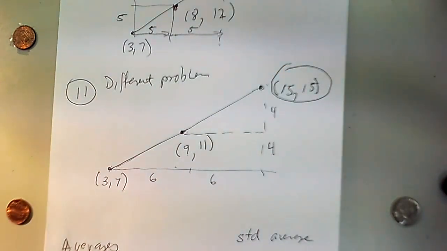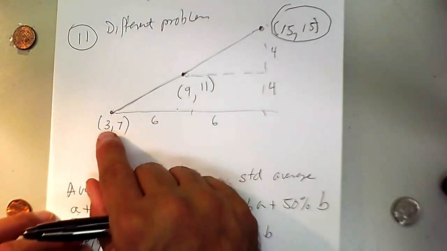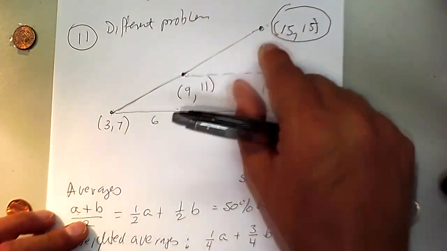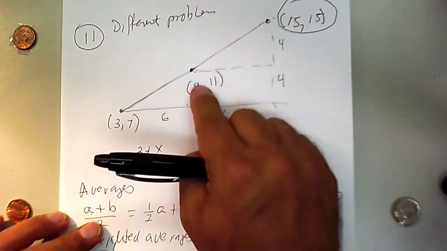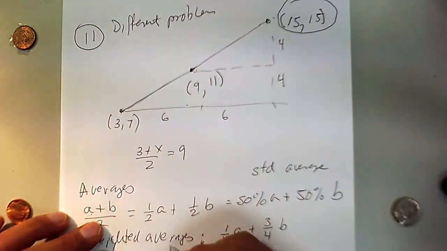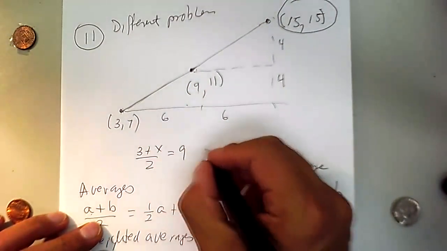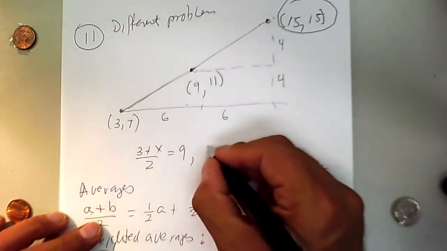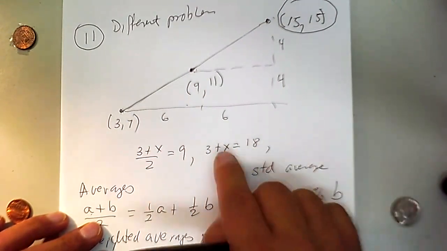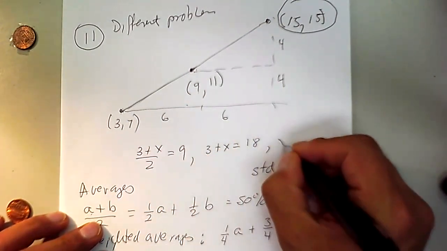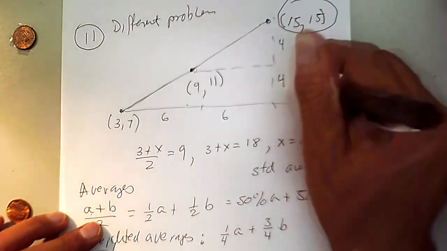Now, if you ask a tutor, they'll say, well, use the formulas, use the average formulas. For instance, 3 plus x over 2 should give us 9. So if we multiply this equation by 2, we get 3 plus x equals 18. And then if we subtract 3, then x equals 15. So that's how we get the first one.